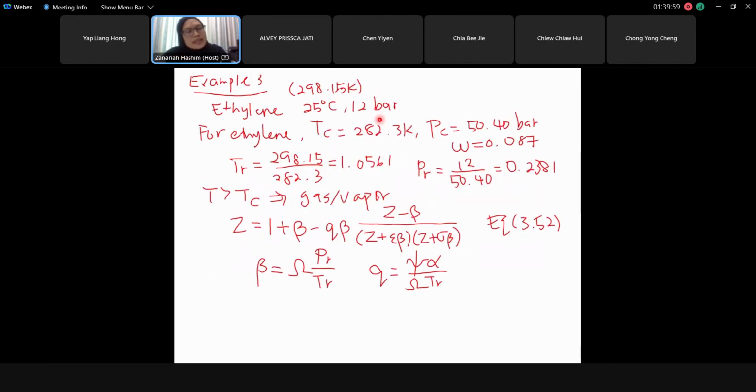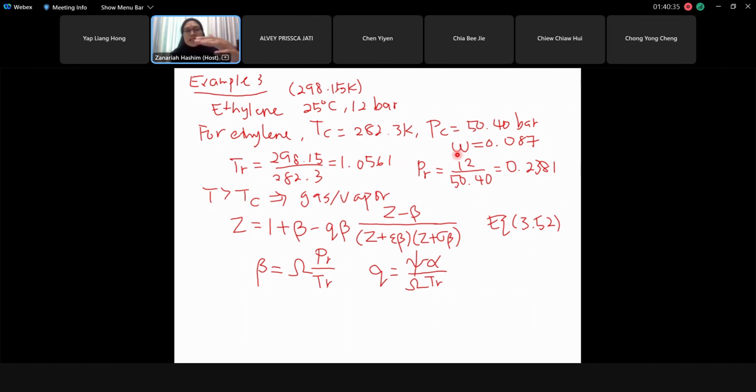Okay, so sekarang ni. Now, first you have this species, the substance which is ethylene, and then the given temperature 25 degrees C, which equals 298.15 Kelvin, and then the pressure is 12 bar. Okay, so first you need to find the critical parameters, yeah. So for ethylene, you need to find the TC and PC, and also at the same time you find the omega, sebab omega tu nanti kita perlukan untuk the SRK and Peng-Robinson punya calculation.